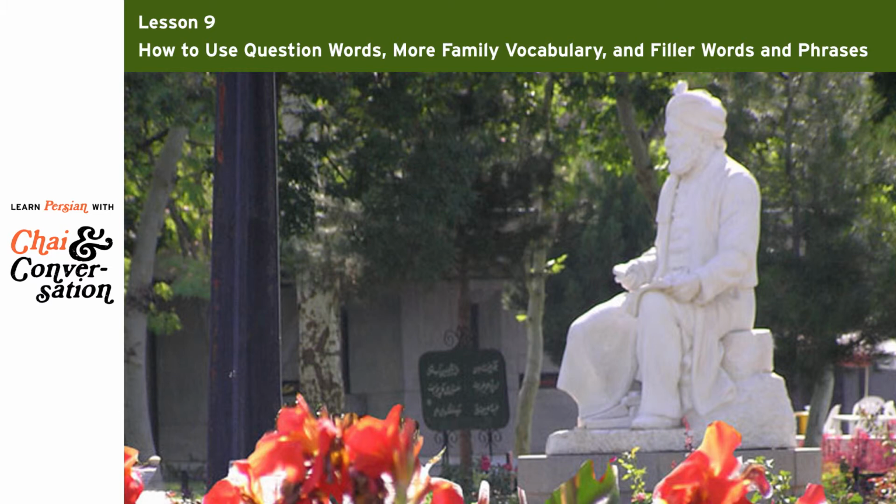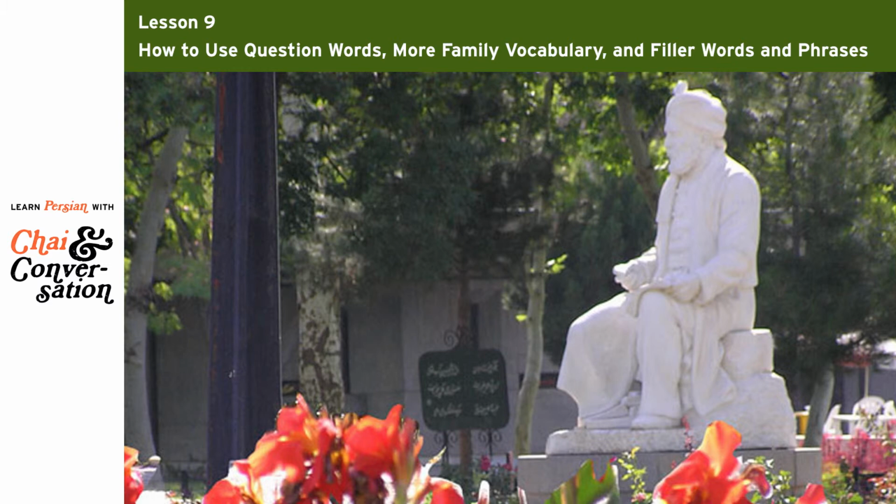Let's try a different one. To simply say, where are you, in the informal sense, you say, kojai. And kojain is the formal. So these simply mean, where are you? And you can simply reply by saying something like, dar edare, which means in the office, or dar restoran, which means at the restaurant. Simple enough.